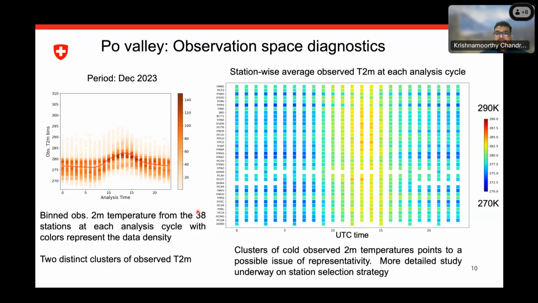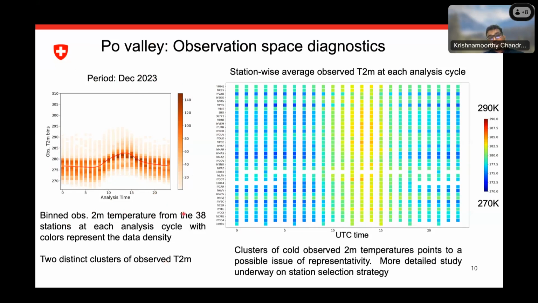Since so much has been done about the observations, and we are looking at a very 50-kilometer radius where we have 38 stations, we wanted to see how the observed temperature from each of these stations looks. So first we tried to bring the observed value itself over a period of 1 month. What is shown here is just for December 2023, at each analysis time. What we see is 2 different clusters.